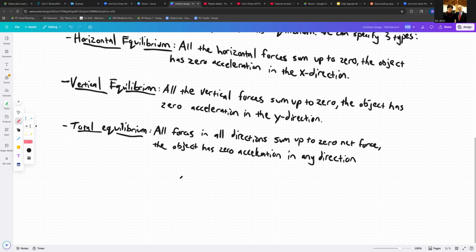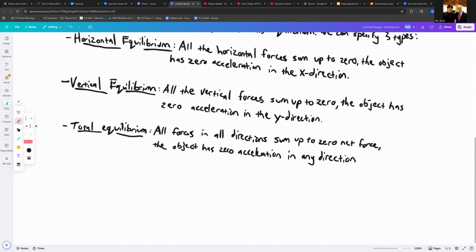Okay, and that's equilibrium. So equilibrium is just when your forces either horizontally or vertically or both horizontally and vertically add up to zero. So you either get horizontal equilibrium, vertical equilibrium, or total equilibrium. Okay, now let's move on to Newton's third law.